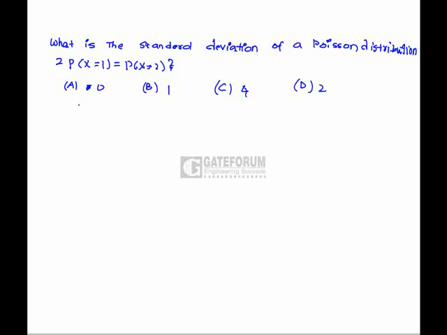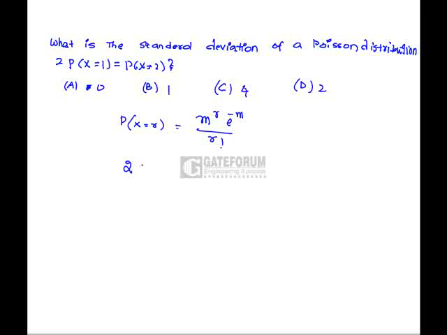Is the standard deviation of Poisson distribution, given P of x equals 1 equals P of x equals 2? Here the Poisson distribution probability of x equals r is m power r e power minus m divided by r factorial.